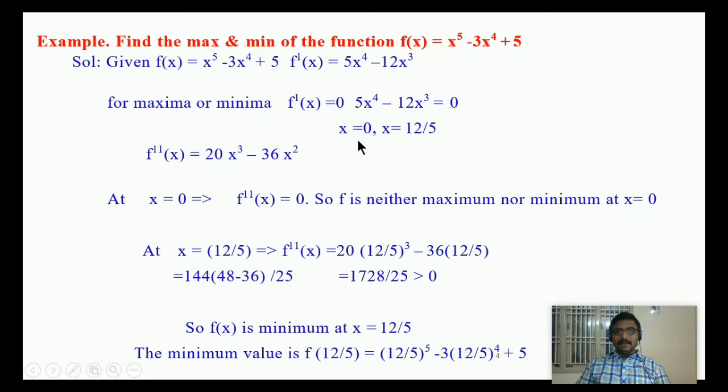Now the stationary points are x is 0 and x is 12 by 5. At the point x is 0, f double dash of x is clearly 0, so f has neither maxima nor minima at x is 0. Now at the point 12 by 5, f double dash of x is a positive value, so f of x is a minimum at x is 12 by 5. The minimum value can also be obtained by substituting x as 12 by 5 in the given expression.